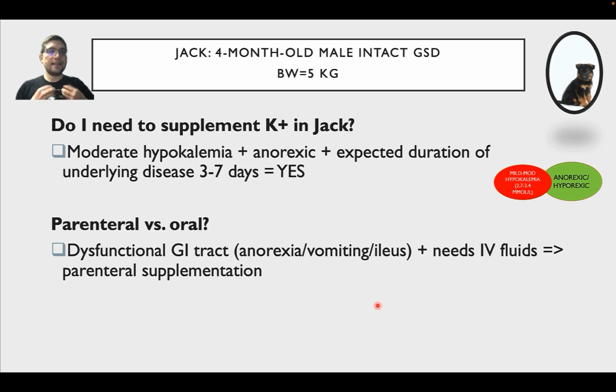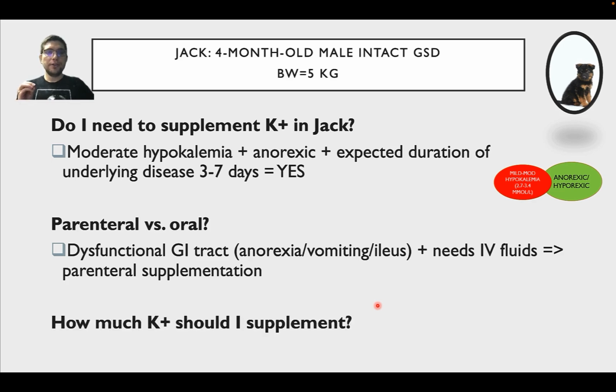The next question is, do we give it parenterally by IV route or by mouth? So Jack has a dysfunctional GI tract. He's anorexic, he's vomiting, probably having ileus from all this infection and inflammation there. And he also needs IV fluids regardless. So I think in this scenario, we're definitely going to go with parenteral IV administration of potassium as opposed to oral administration.